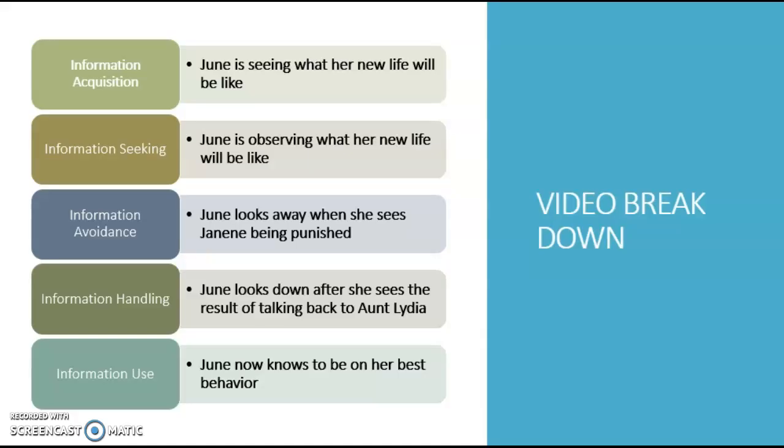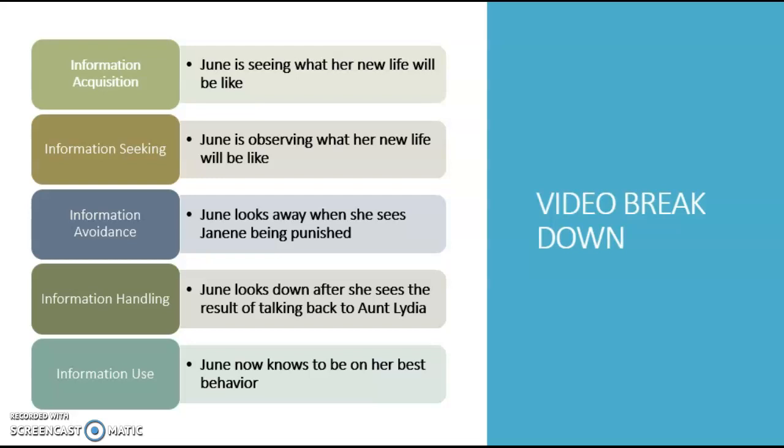Throughout that clip, we saw all of the steps in the uncertainty management theory. So the information acquisition was when June, the blonde girl, was seeing what her new life will be like. The information seeking was when she was observing what her new life would be like with the other girls in the room.